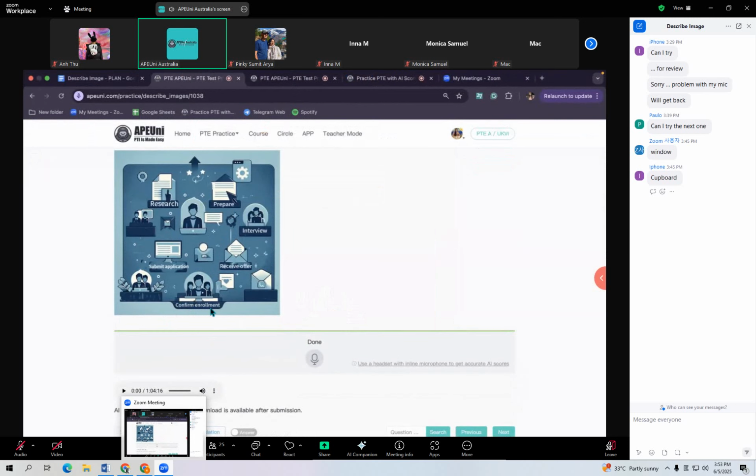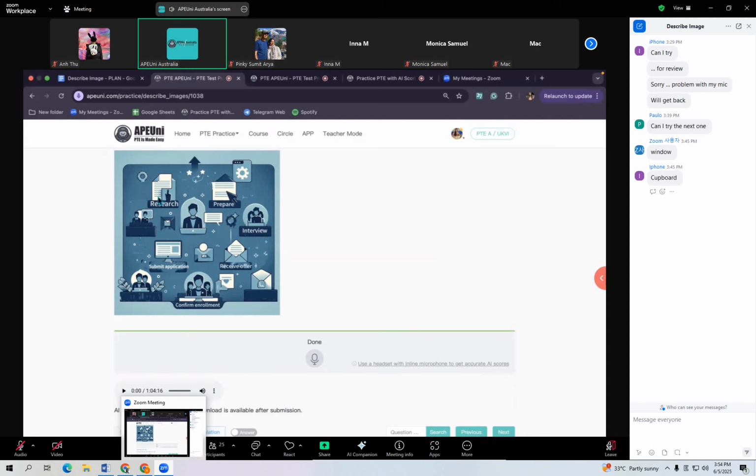Confirm enrollment. What are the other steps? All of them. Receive offer, or maybe, I don't really know which way it goes. So you can just say receive offer, submit application, research, prepare, interview. Then the first one is receive offer, the last one is interview, or the last one is up to you. You don't have to be accurate. Just try to do your best, right?